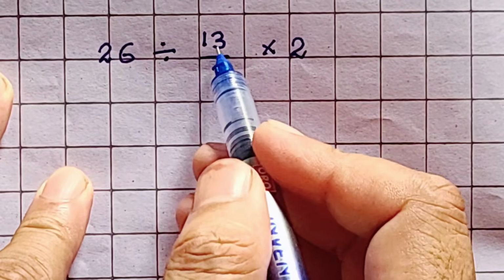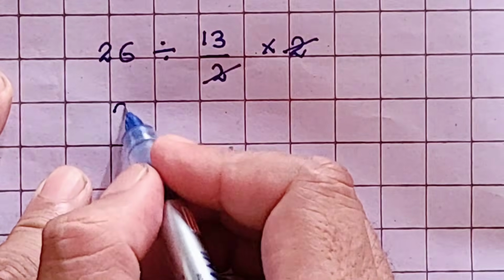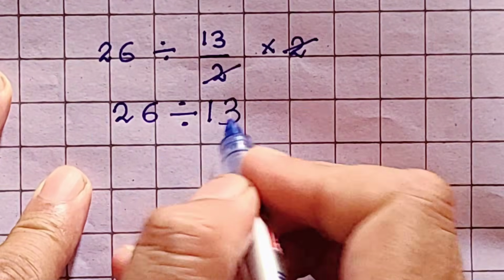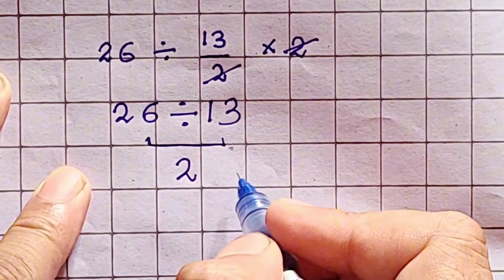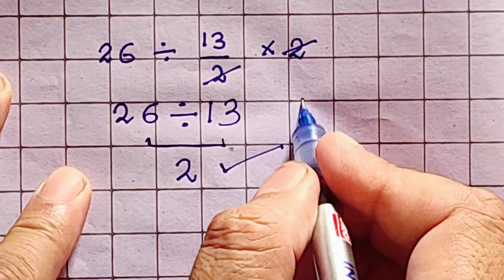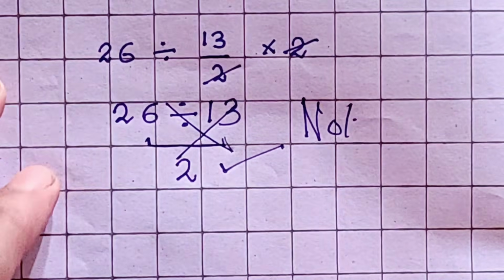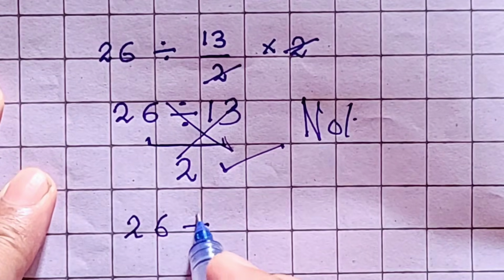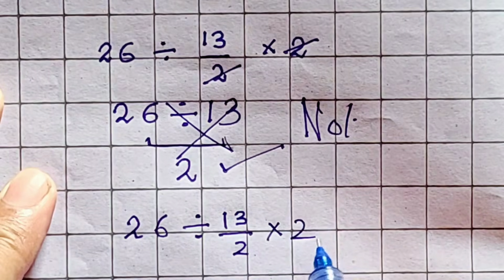26 divided by 13 over 2 times 2. 2 is cancelled with 2 and we will have 26 divided by 13. After simplification we will get 2, and 2 will be our answer, but it is not correct. It is incorrect. It means we have to re-handle the question 26 divided by 13 over 2 times 2.